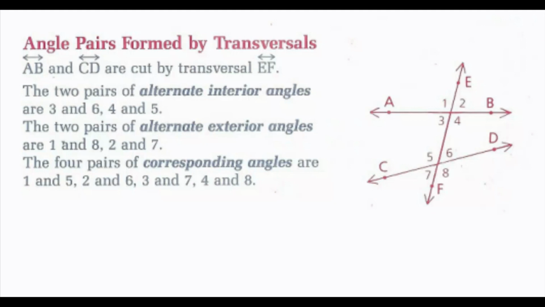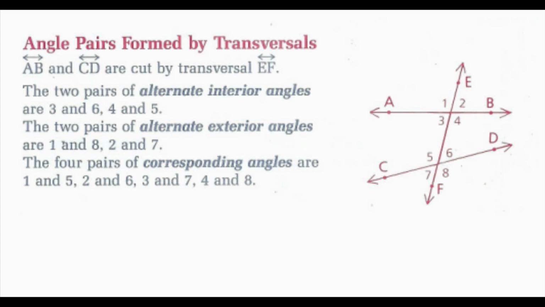So in my diagram to the right, I have lines AB and CD cut by transversal EF, and three different angle pairs are created. So the first being alternate interior angles. So the two pairs of alternate interior angles are angle 3 and angle 6 together, and angle 4 and angle 5 together. Then we have alternate exterior angles. So the two pairs of alternate exterior angles are angles 1 and 8 together, and then angles 2 and 7 together.